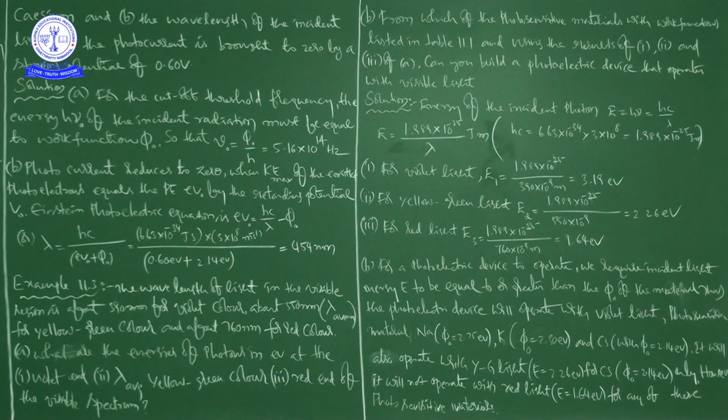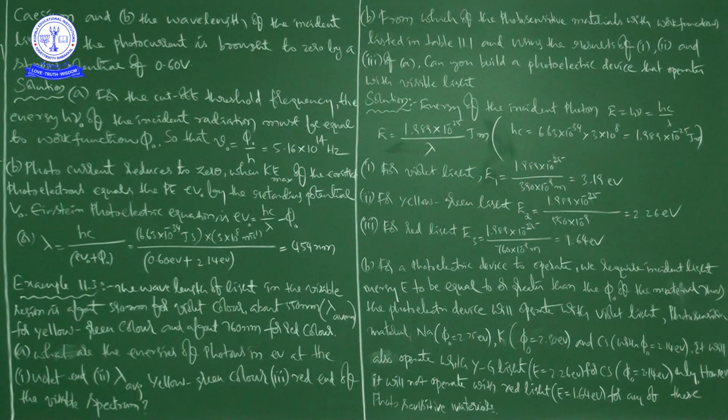Okay, right. So whatever was asked, from part A we found all the things, that is the energies of photons in electron volt at the violet end, the average wavelength yellow green color, and the red end of the visible spectrum as 1.64 electron volt.